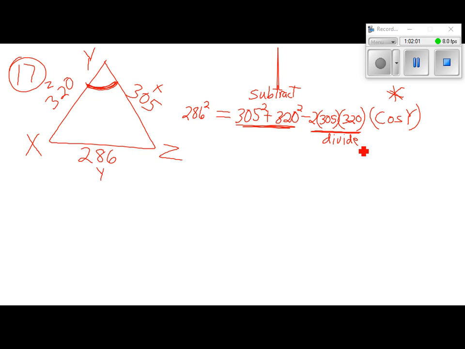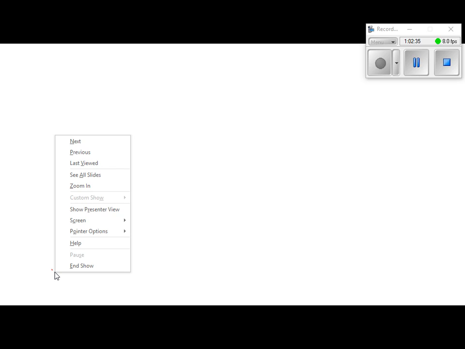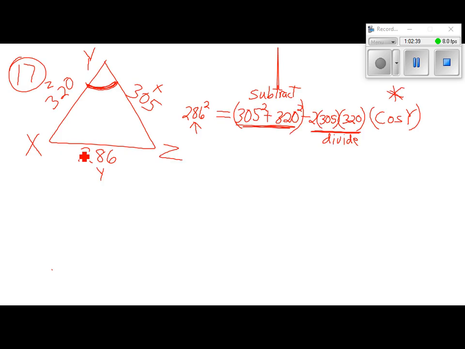If I'm doing this on my calculator, I type in this number, 286 squared. Does everybody have that? Then hit minus, and then type in parentheses, 305 squared plus 320 squared, close the parenthesis, and hit equals. Negative 113. So 286 squared minus, then put all this in parentheses and type it into your calculator just that way. Is everybody with me to that point?